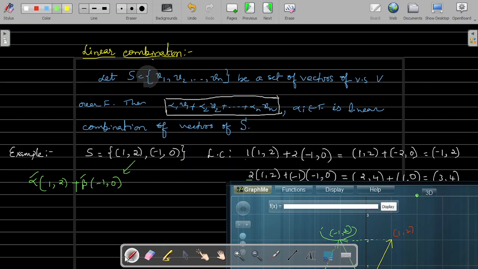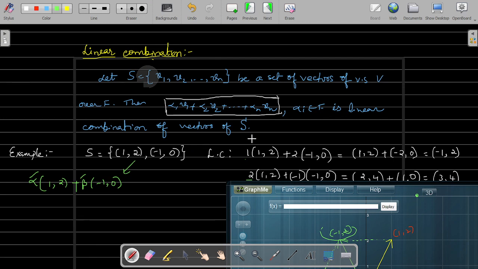Let me take a set S equal to {V1, V2, and so on up to Vn}, containing n vectors of a vector space V over the field F. Then, a linear combination of vectors is any vector of the form alpha 1 V1 plus alpha 2 V2 plus so on up to alpha n Vn, where alpha is taken from the field, and is called a linear combination of the vectors of S. So, formally, a linear combination is nothing but scaling the vectors and adding those vectors.